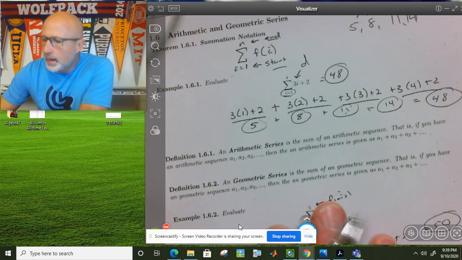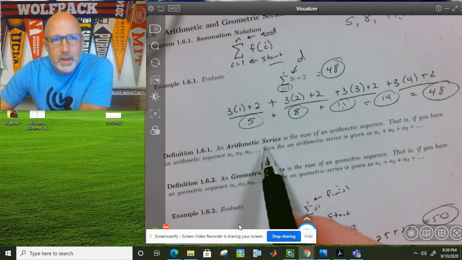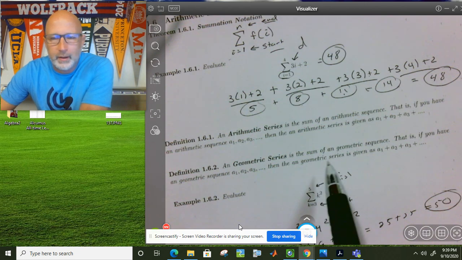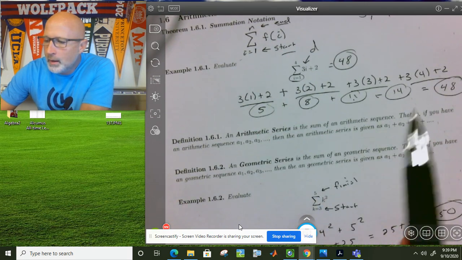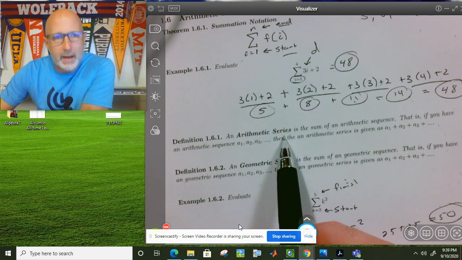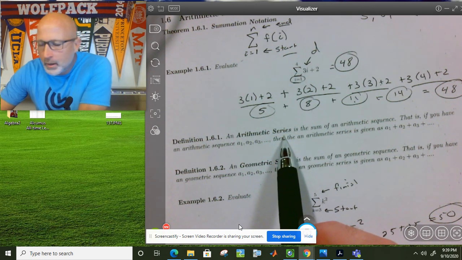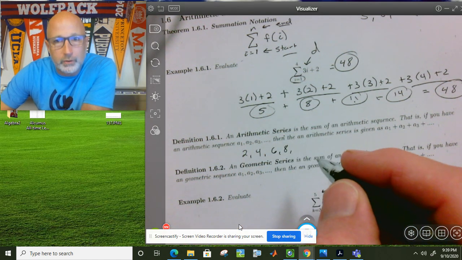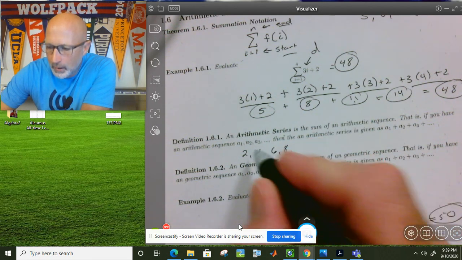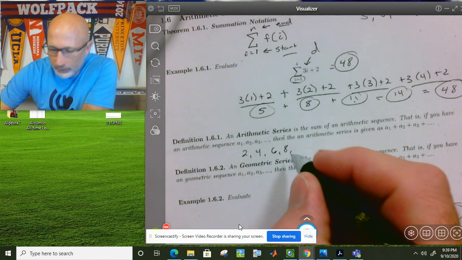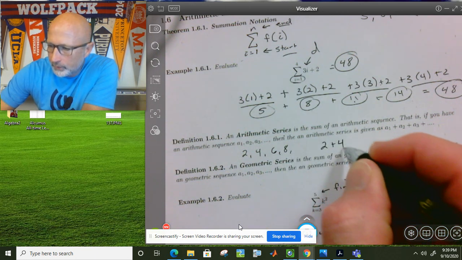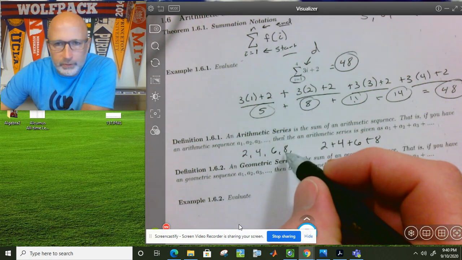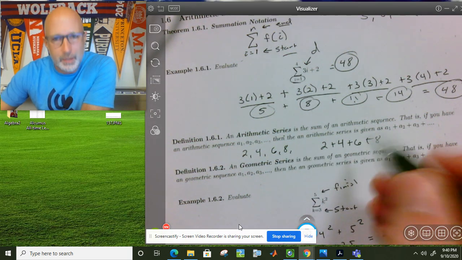Now let's talk about what an arithmetic series is. I don't really want to read this definition because it's more complicated than it needs to be. An arithmetic series is simply when you add up the terms of an arithmetic sequence. Say, for example, you had 2, 4, 6, 8, and so on, which is an arithmetic sequence because it goes up by the same number, 2, every time. This is a sequence, and if you add them up, it turns into a series. So a sequence is just the numbers; a series is when you add up the numbers.